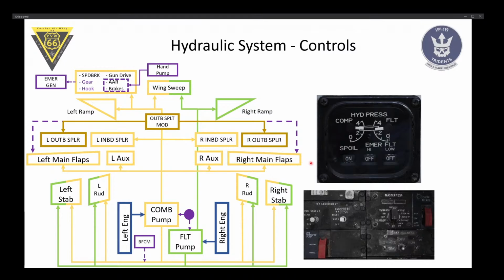So once you lower the flaps and you're hooked up on the cat, part of the checklist is to check whether this thing is on, because it is important for your outboard spoilers.